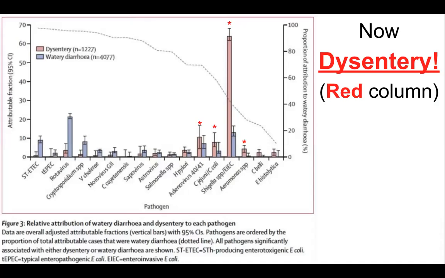But how about dysentery? Well, now let's focus on the red column. As you can see, the most common cause of dysentery is Shigella or enteroinvasive E. coli. And then adenovirus, and adenovirus can also cause dysentery. So antibiotic is the key treatment in dysentery.